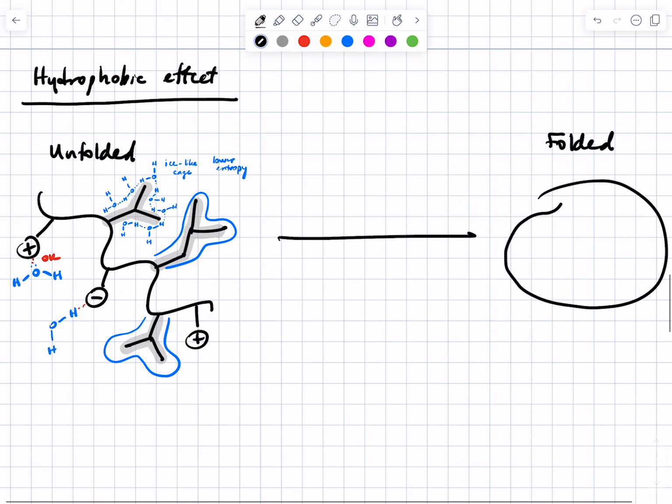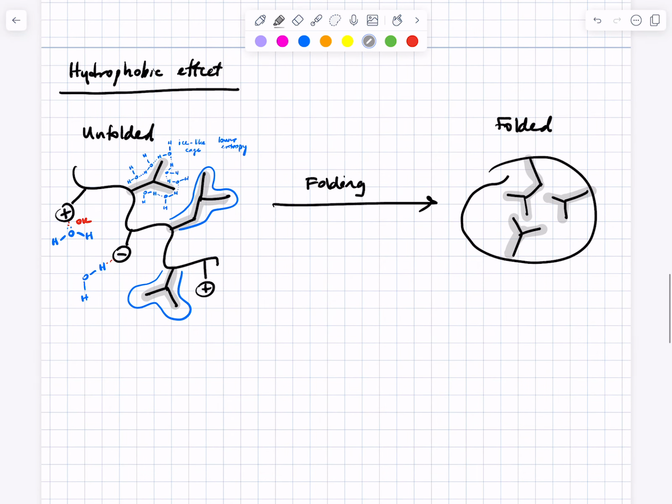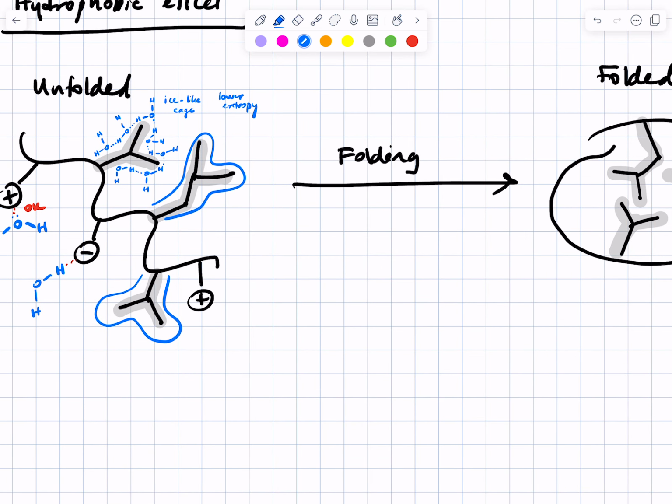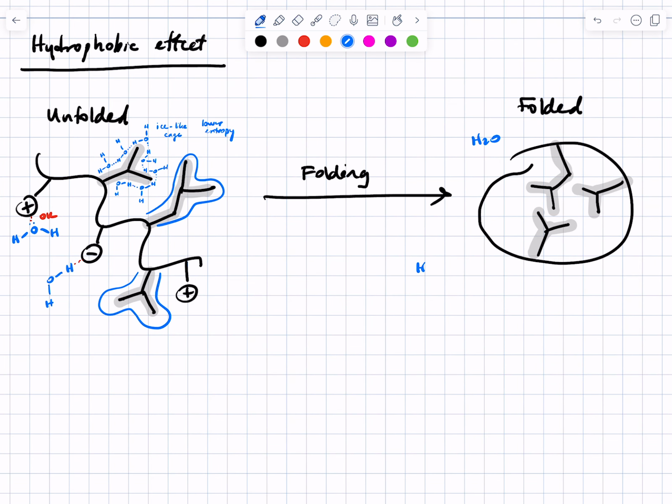When the protein folds, it tends to sequester the nonpolar side chains in the interior of the protein. Some people think this is because the nonpolar side chains are engaging in strong van der Waals interactions with each other. But those van der Waals interactions are weak. What's really happening to drive the folding process is all of these water molecules that used to be constrained and slow and in this ice-like cage around the nonpolar side chains are now zooming around free with much, much increased entropy.